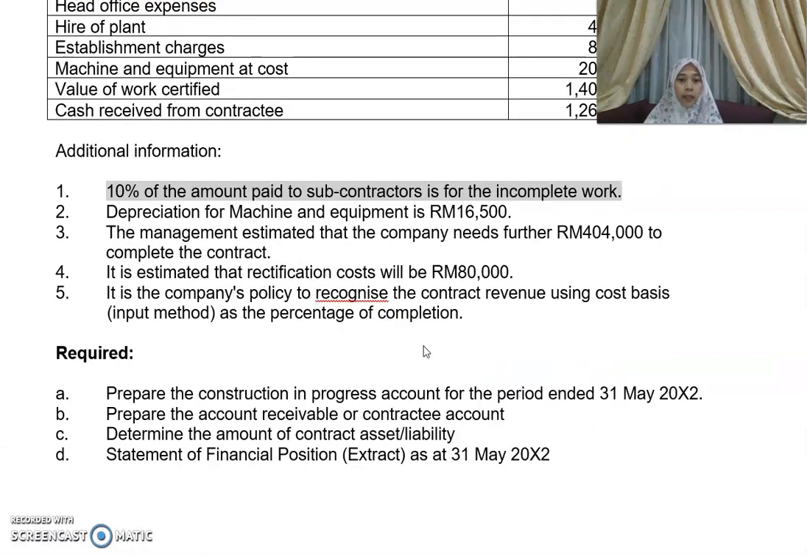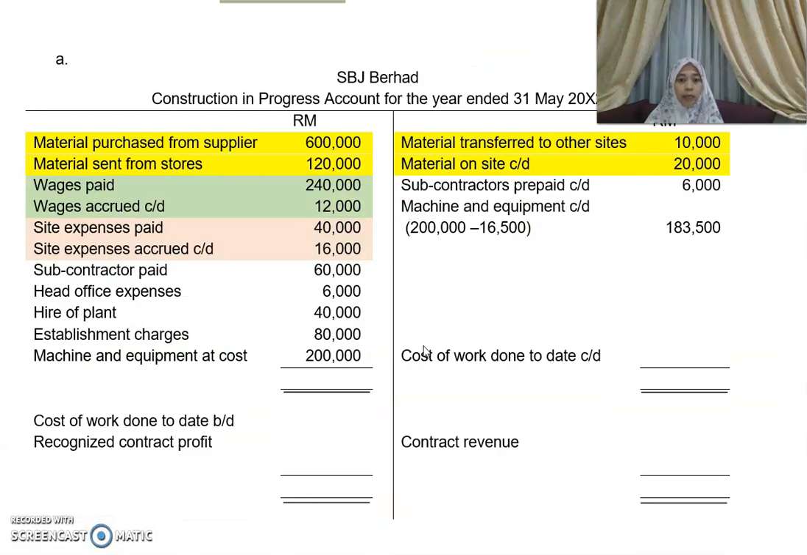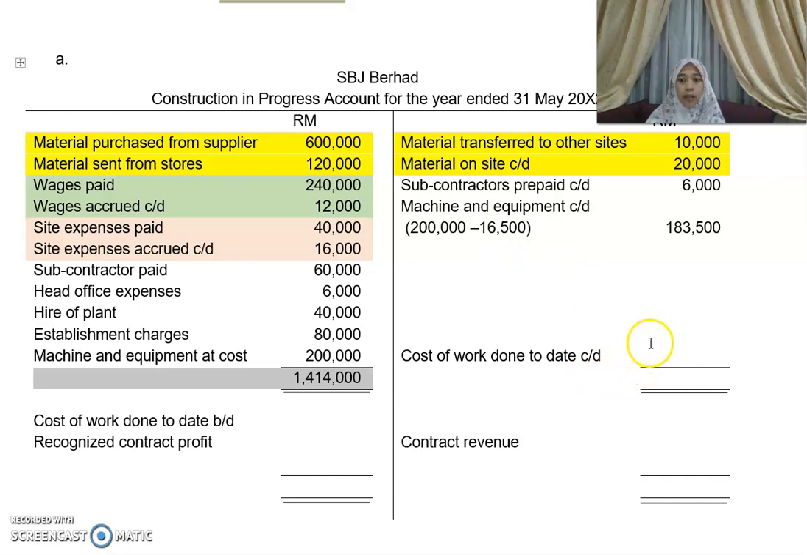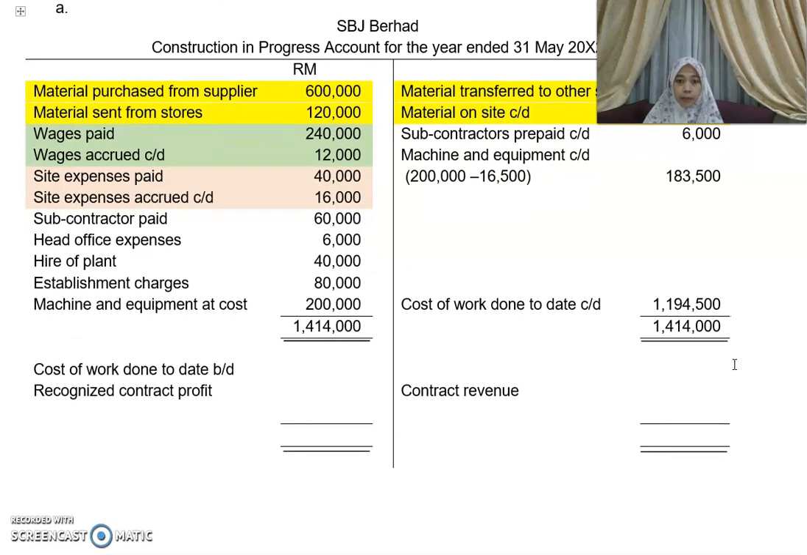Once you have completed doing this, you have identified and put in all the items, then you total your debit items and your credit items to give you a value for your cost of work done to date. Okay, so the balancing figure will be your cost of work done to date carried down. So that finishes the first part of your account. Okay, next you continue with the second part of your account, that is your cost of work done to date brought down here.